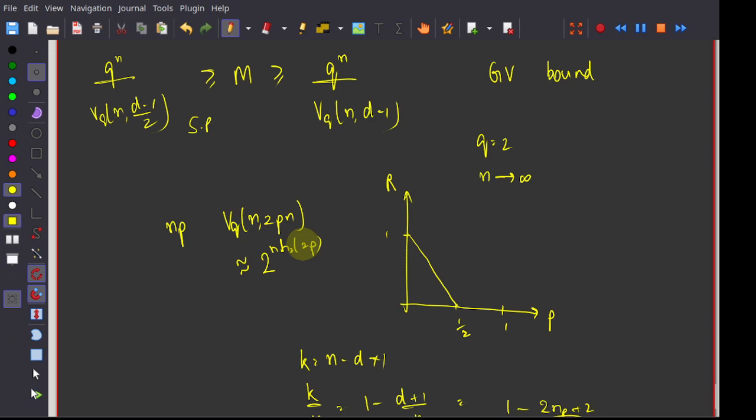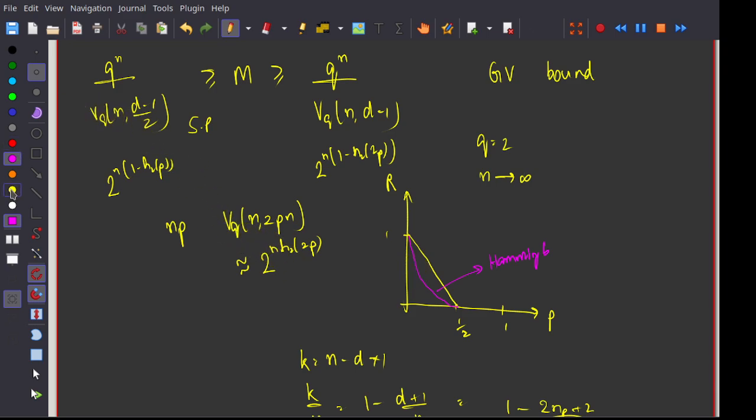So on the right hand side I get roughly 2 to the n times 1 minus h2 of p. On the left side, I'll get 2 to the n times 1 minus h of p. If I try to plot this, the sphere packing bound looks something like this. Because entropy h2 of p is maximized when p equal to half, 1 minus h of p is minimized, it becomes 0 when p equal to half.